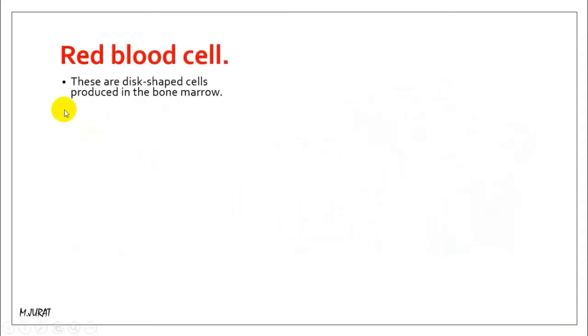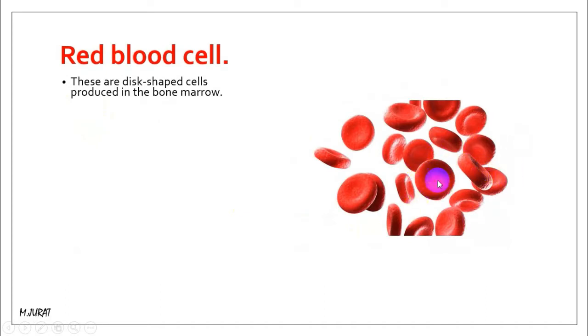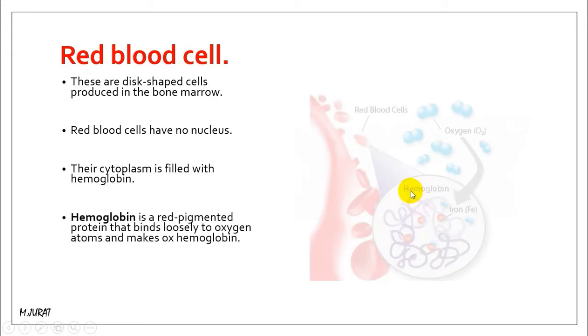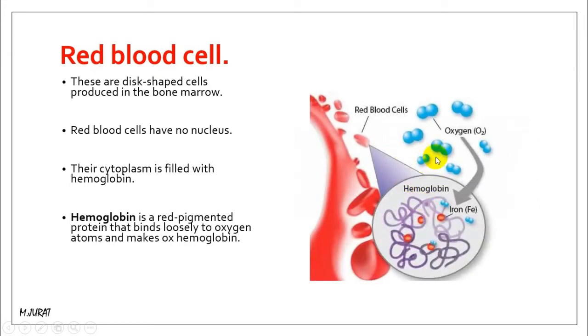A red blood cell is a disc-shaped cell, and bone marrow produces these cells. These cells lack a nucleus, which means there is no nucleus inside them, and their cytoplasm is made up of hemoglobin. And what is hemoglobin? Hemoglobin is a red pigment protein that binds loosely to oxygen. Every red blood cell has a 120-day life cycle.